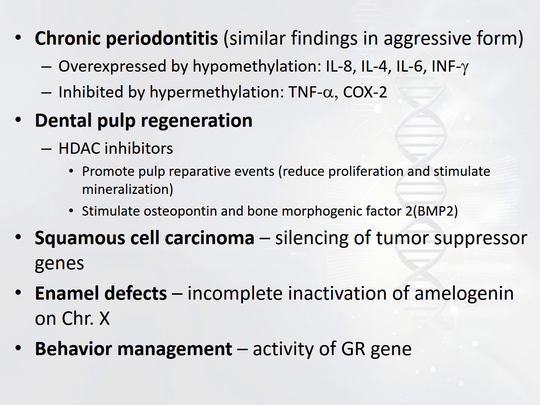So first of all, we look at periodontitis. A study that looked at chronic periodontitis had pretty much the same findings as another one that looked at aggressive periodontitis. And in both cases, the balance between pro-inflammatory and anti-inflammatory factors was tilted towards pro-inflammation. So they found that some interleukins were overexpressed due to hypomethylation on their promoter. And some other genes, such as tumor necrosis factor and COX-2, were inhibited because of hypermethylation on their promoter.